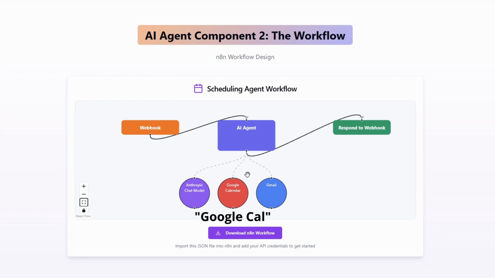For a scheduling agent, it needs access to a calendar. So in this case, we've got Google Calendar. The agent can check the availability, book the meeting rooms, but it also needs to be able to send out confirmation email. So we hook up another tool, which is Gmail. The agent then emails out the confirmations and replies back to the user to say, all done.